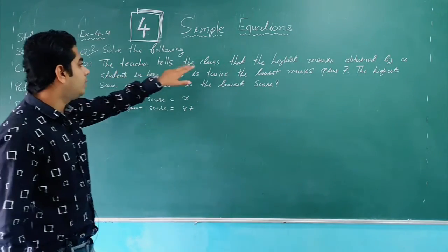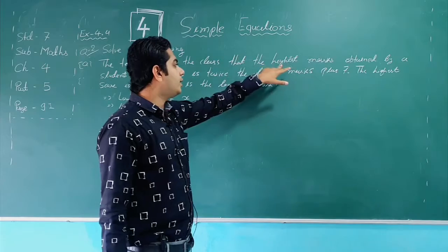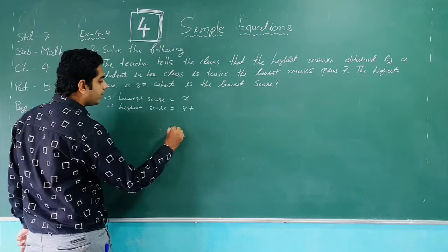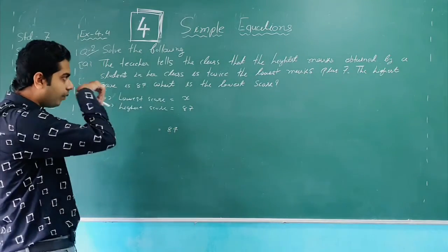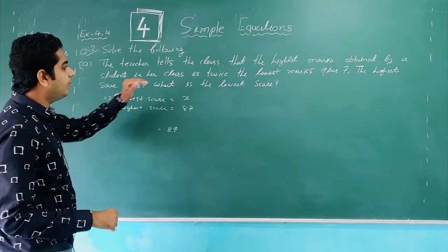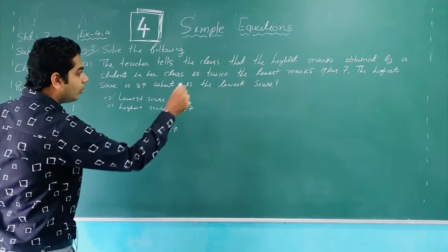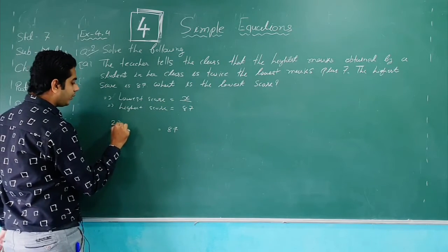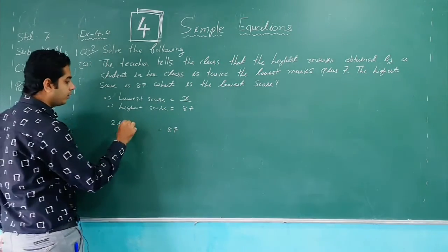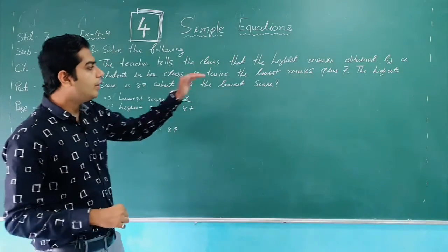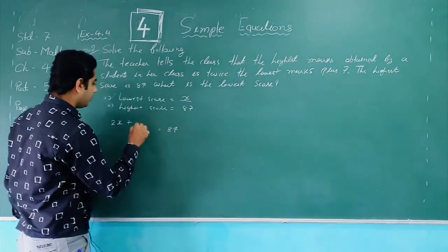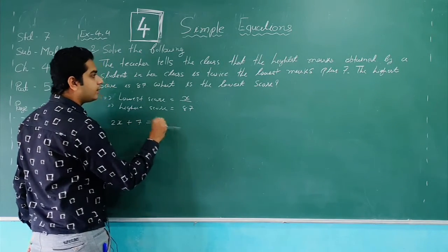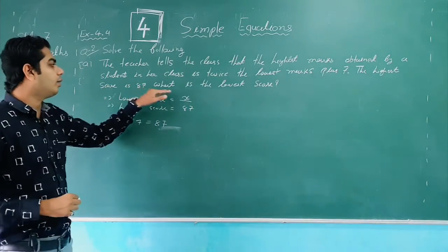The teacher tells the class that the highest marks obtained by a student, which is 87. So highest marks obtained by a student in her class is twice the lowest mark. Twice the lowest mark is what? Lowest mark is x, and twice means 2x. Twice the lowest marks plus 7 is equal to 87. The highest score is 87. What is the lowest score?